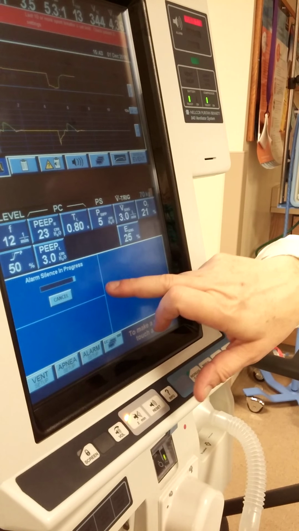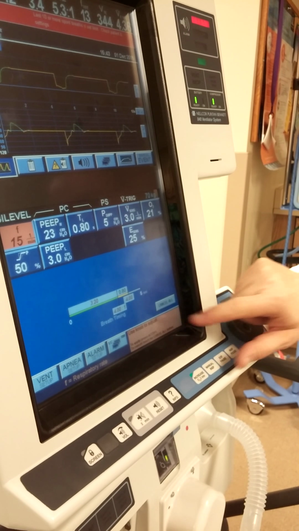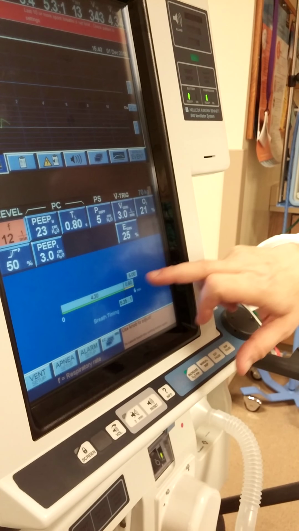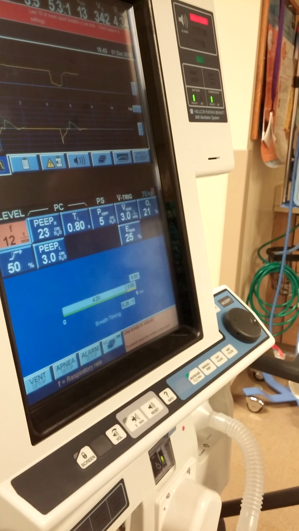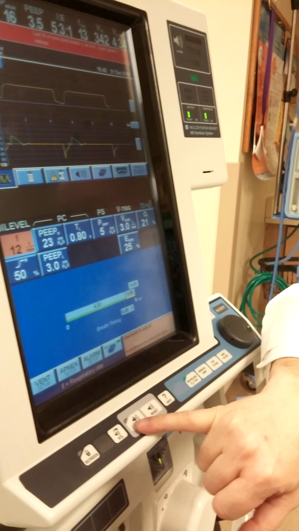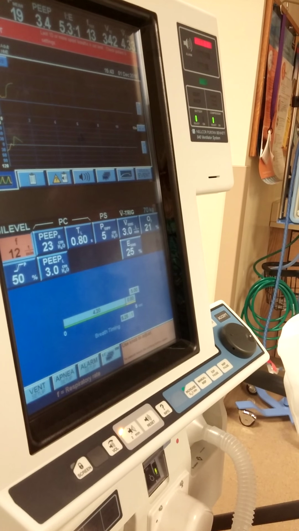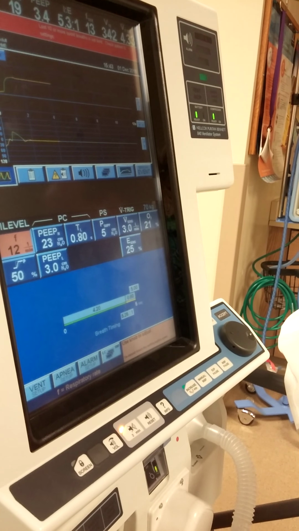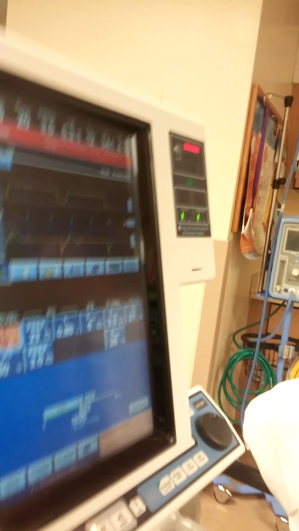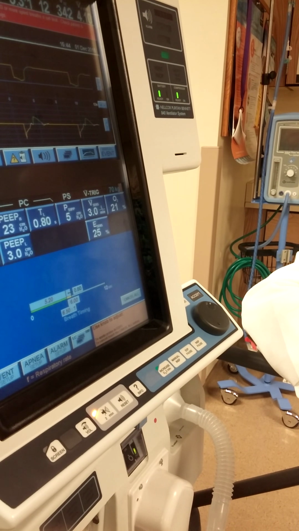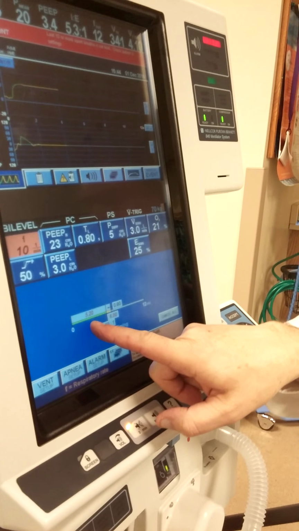The reason we lock time low is so that when I change the respiratory rate, all I'm doing is changing the total cycle time, keeping the time low the same and just altering the time high. When I lock it, time low remains constant when I change the respiratory rate. So let's say I go from a rate of 12 to a rate of 10. I now change my total cycle time from 5 seconds to 6 seconds. The time low has not changed. What has changed is the time high.